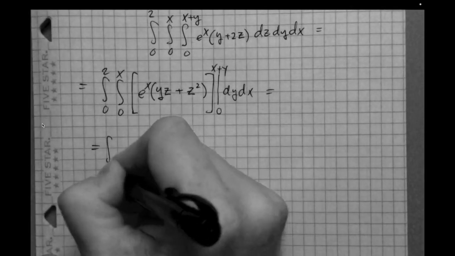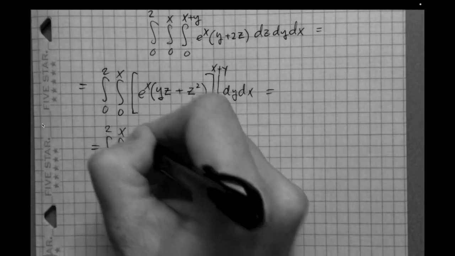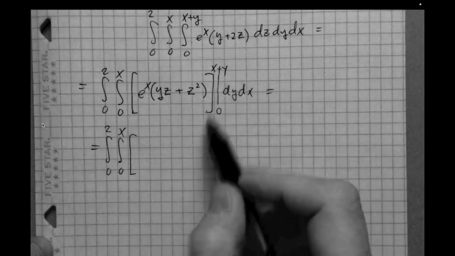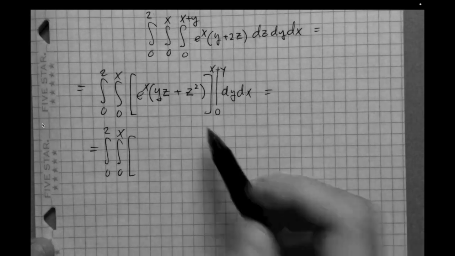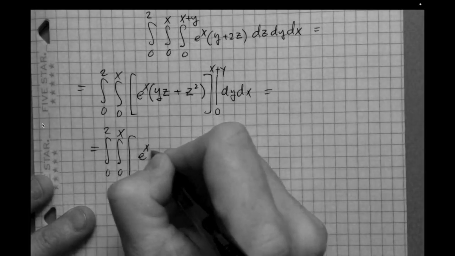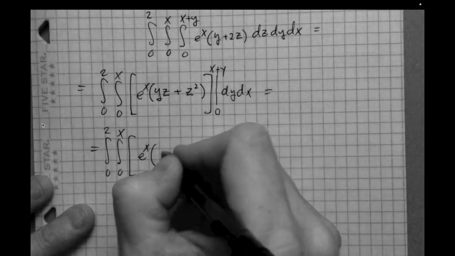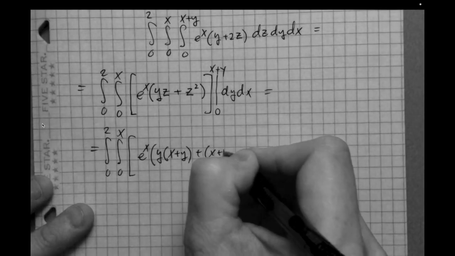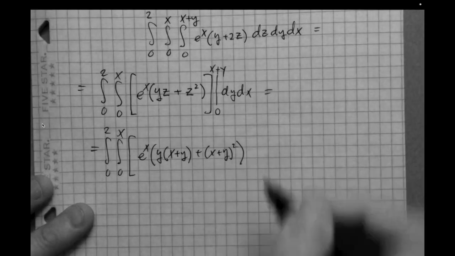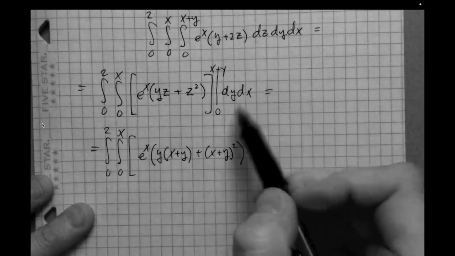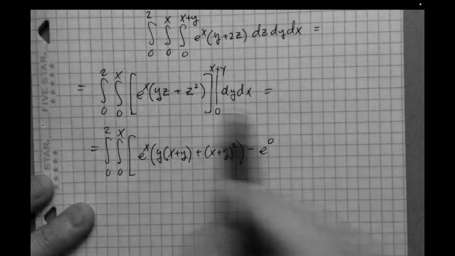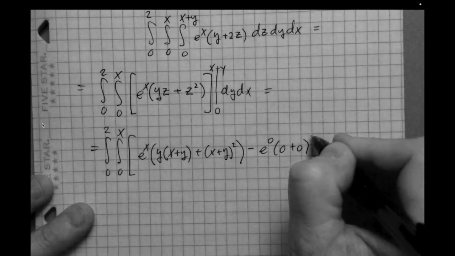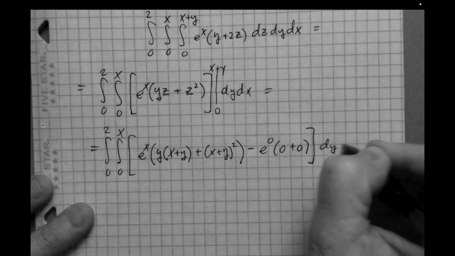Okay, and so then we can evaluate this. Everywhere you've got a z, you plug in x plus y, and then subtract everywhere you've got a z plugged into 0. So it's e to the x, and then it's going to be y times x plus y plus x plus y squared. And then minus e to the 0, and then it's 0 plus 0, dy dx.